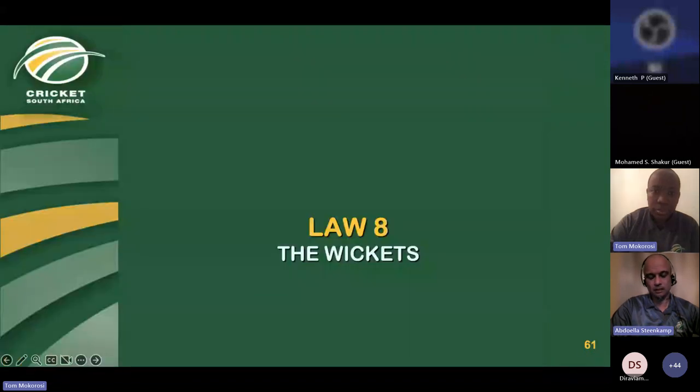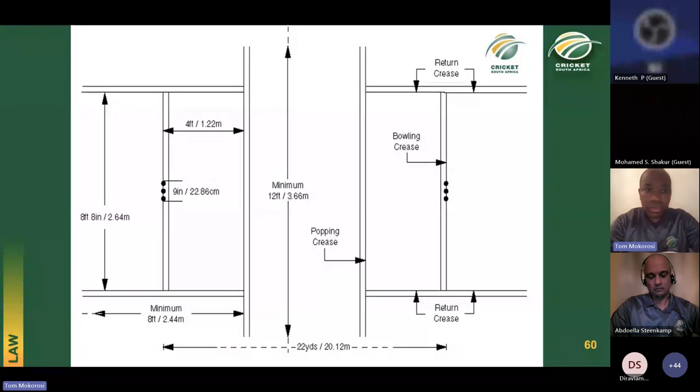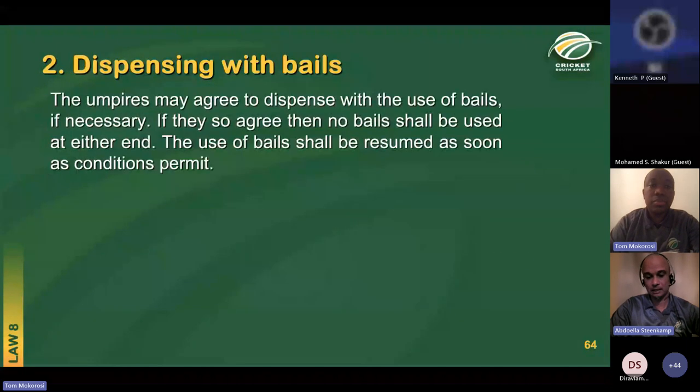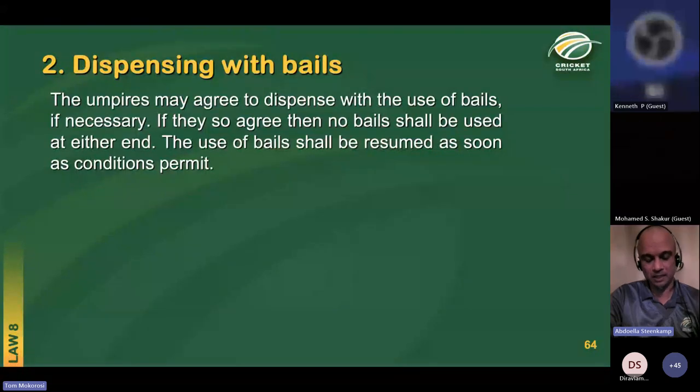Sental, the law guides us here by telling us that if there's a reason to dispense with the bails, and 99.99% of the time it is due to wind, we've just seen that a completely new set of rules comes into play when we do decide to dispense with the bails. It is so much more difficult to judge whether it's a run out or whether it's bowled, if the ball just kissed the stumps. But these are the rules that they set in place when you do decide to dispense with the bails. So obviously you would prefer the bails to be on the stumps because it's so much easier for the umpires to make the judgment call when the wicket is put down.